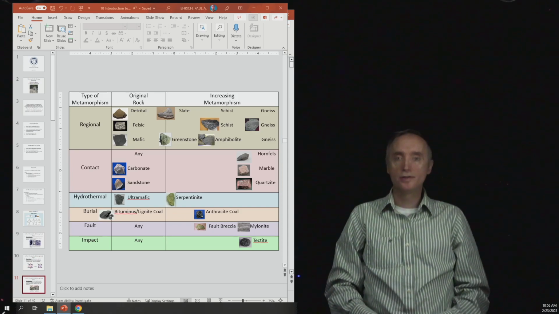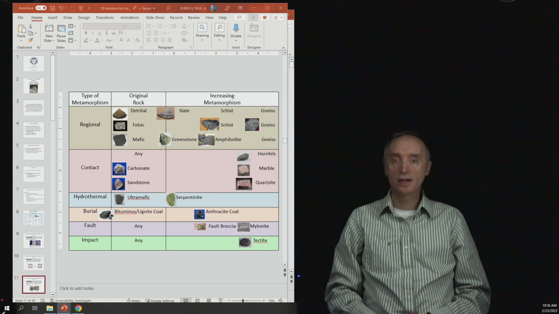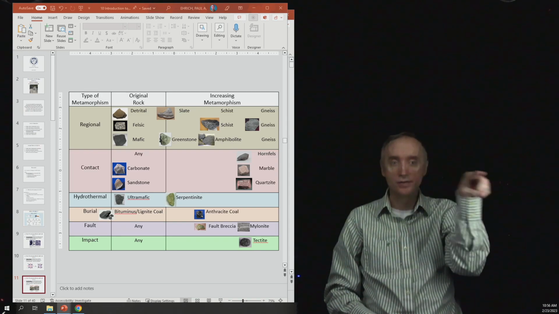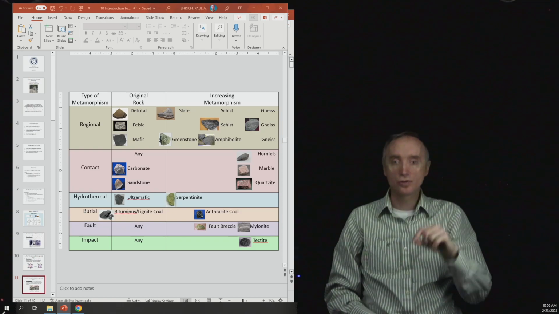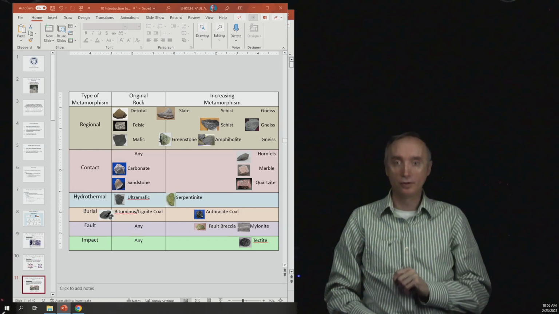Okay, so here is a classification chart for metamorphic rocks. So we said that metamorphic rocks could be classified based on their texture and their mineral content. You'll notice that the textures are going sideways. There were two kinds of textures, so you have foliated and non-foliated.